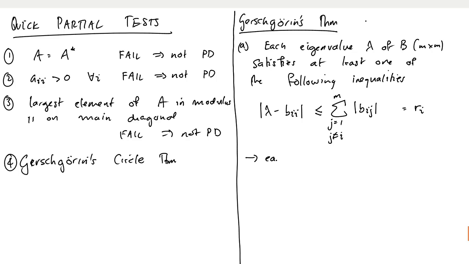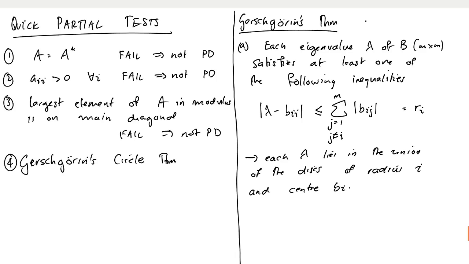That means each lambda lies in the union of the disks of radius Ri and center Bii. Okay, so that's the first part of it.